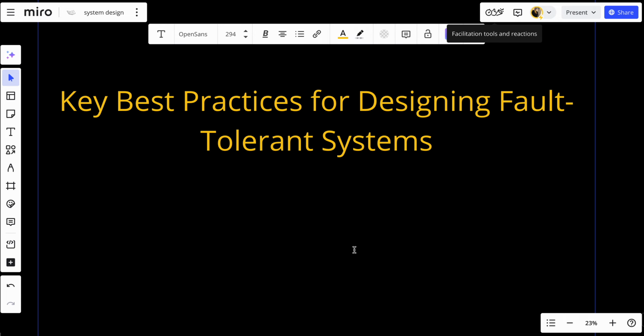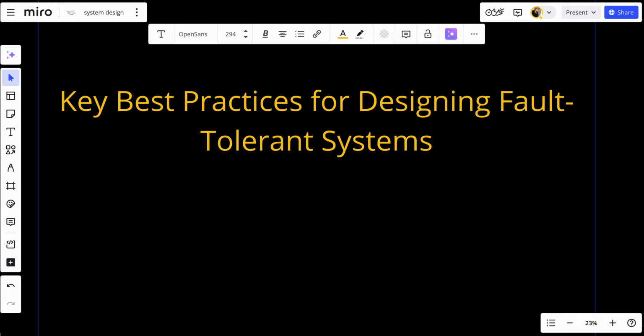When designing fault tolerant systems, there are some best practices to keep in mind. First, plan for failure. Assume that failures will happen and design your system to handle them gracefully. Second, use redundancy and failover. Ensure that critical components have backups and implement automatic failover mechanisms to minimize downtime. Third, monitor and test. Constantly monitor your system for failures and regularly test your failover processes to ensure they work as expected.